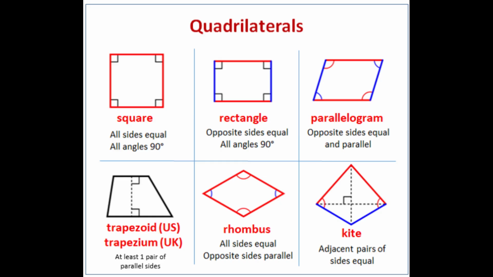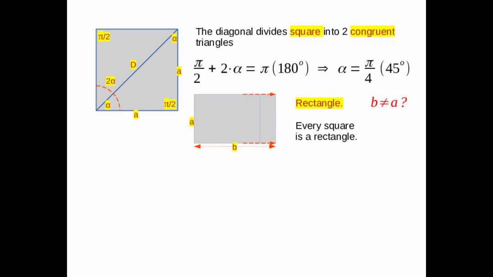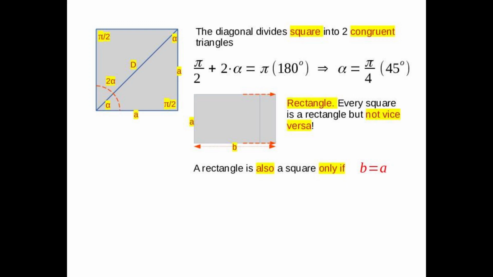We briefly refresh on definitions of square, rectangle, and parallelogram here. But focusing on how a diagonal divides those shapes exactly as asked. A diagonal divides square into two congruent triangles. Now let's draw a rectangle. Every square is a rectangle, but not vice versa. Those are definitions of square versus rectangle.